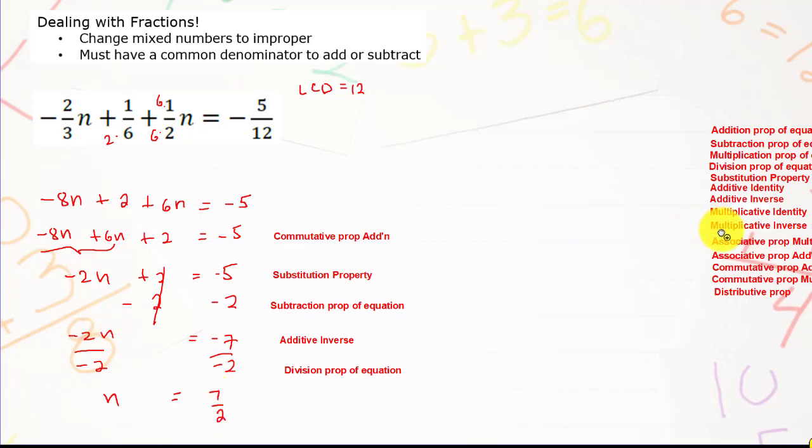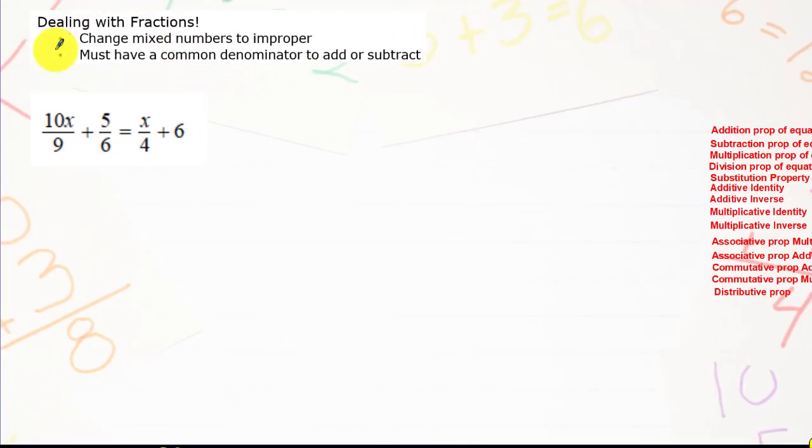So this is your multiplicative inverse because we canceled the negative 2 and negative 2 here. Actually, what happened here was negative 2 times 1 over negative 2. It's equal to 1. Of course, we don't see the 1 here, but we actually have a coefficient of 1 here. All right, so the correct answer is n equals 7/2. We don't need to convert this into a decimal. Just leave your answer as fraction 7 over 2.